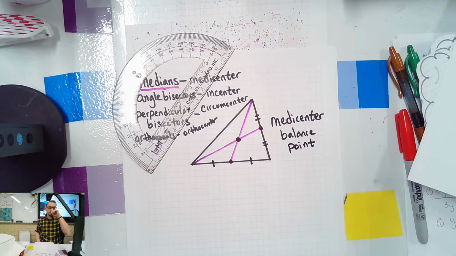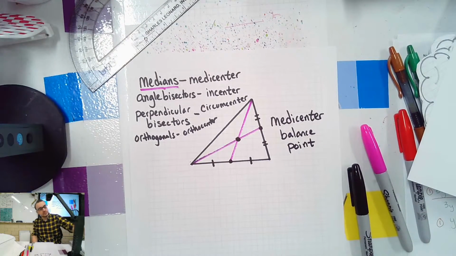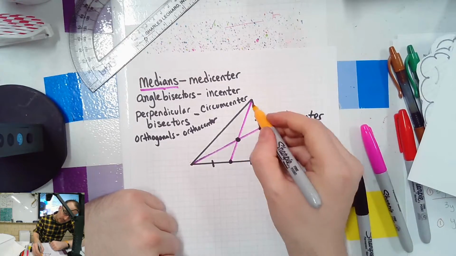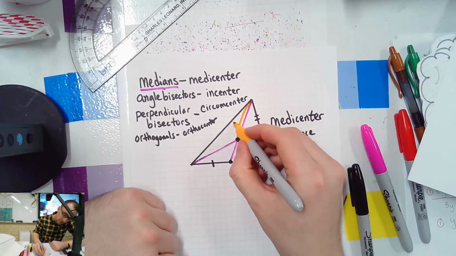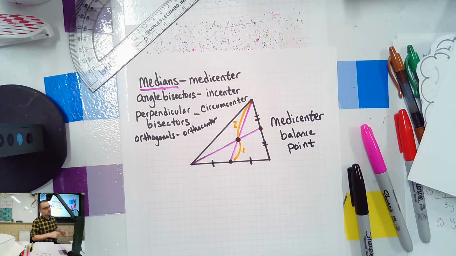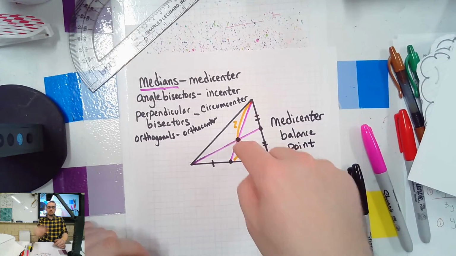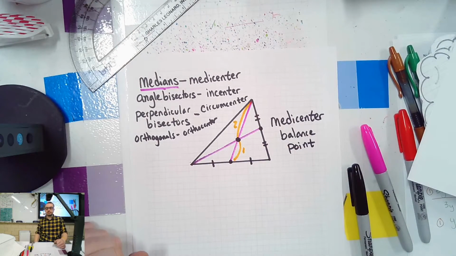That's it. Not a whole lot of interesting stuff about the medicenter. Next time. Only fact that we know is that this is 2 to 1, right? And it's the balance point. So if I were to cut this out and put my finger right there, I'd be able to balance it perfectly. Cool.